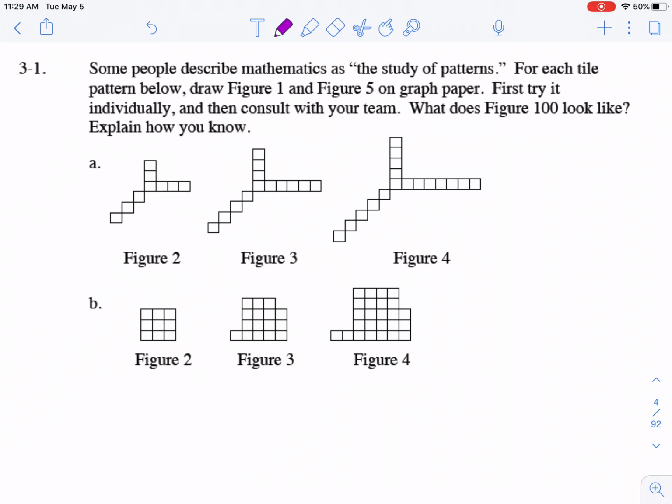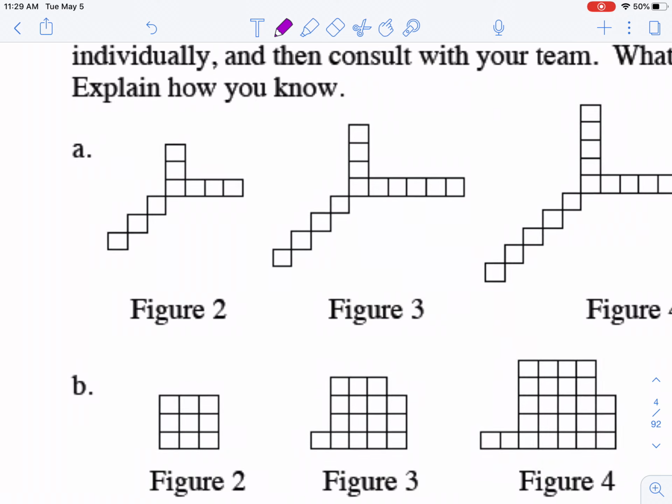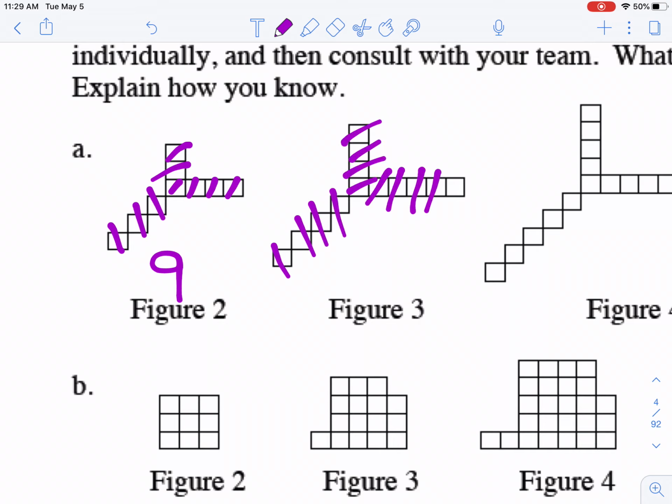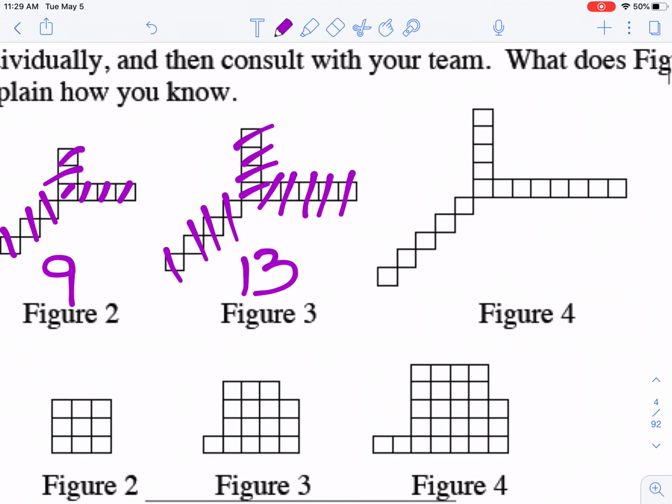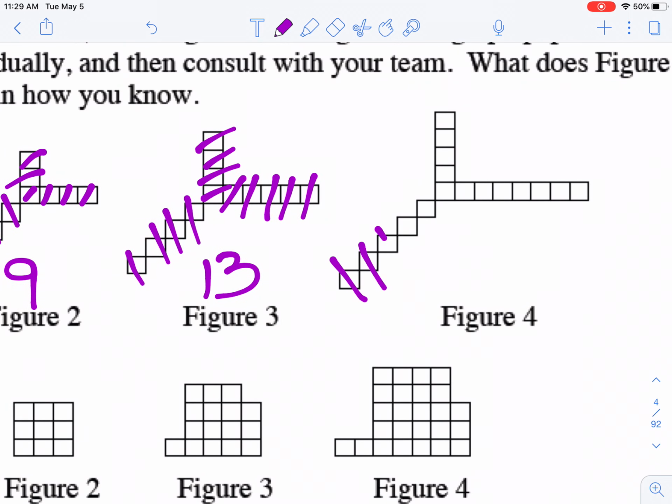All right, when we're looking at patterns, the easiest way to start looking at the pattern and finding how it increases or decreases is to count the tiles. So for figure 2, there's 1, 2, 3, 4, 5, 6, 7, 8, 9 tiles. Figure 3 has 13 tiles. And figure 4 has 17 tiles.